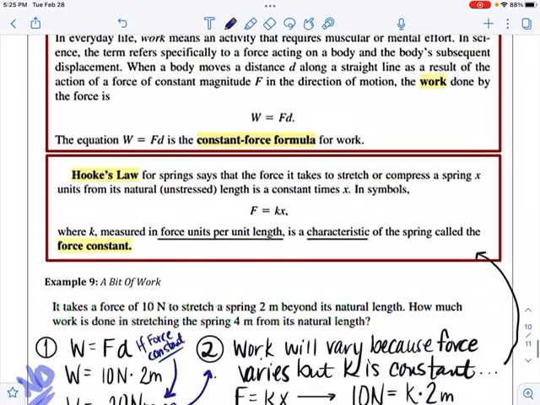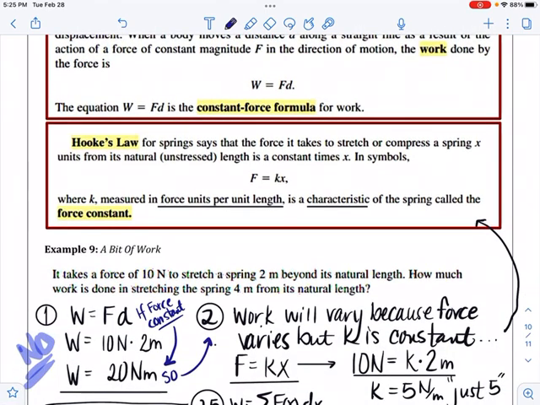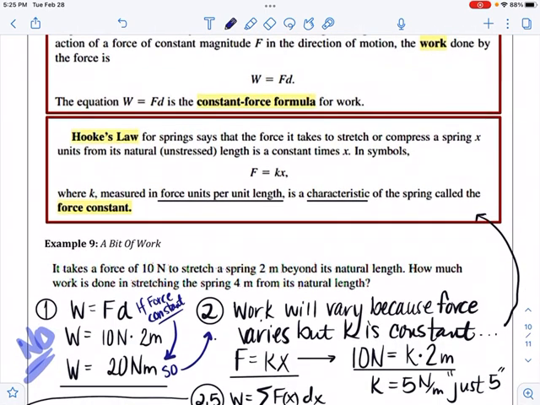Okay, so now I'm just going to go over what I have here so you can see that in number 1, or example 9, we look at a little bit of work being done. It takes a force of 10 newtons to stretch a spring 2 meters beyond its natural length. How much work is done in stretching the spring 4 meters from its natural length?